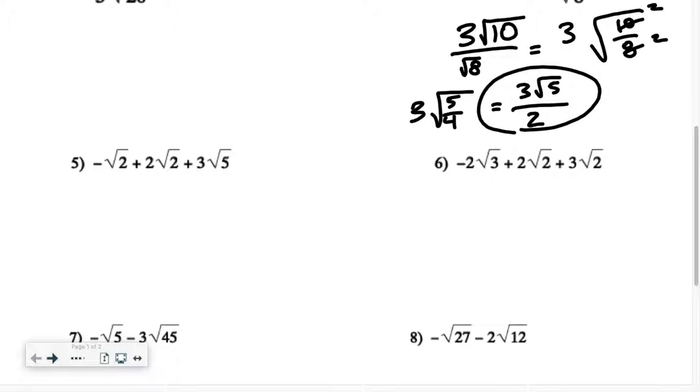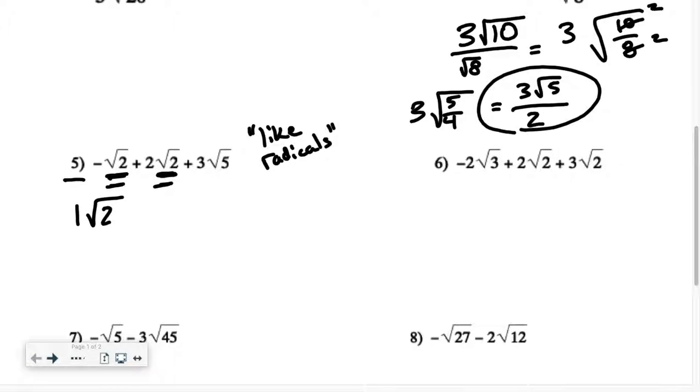All right. So I know adding and subtracting radical expressions, like looking here at number 5, if we're adding and subtracting, we can, again, only add if we have like radicals. So negative square root 2 plus 2 square roots 2, we can combine those. Those are like radicals. The radicals are the same. Okay, so negative 1 square root 2 plus 2 square root 2, that would be positive 1 square root 2.